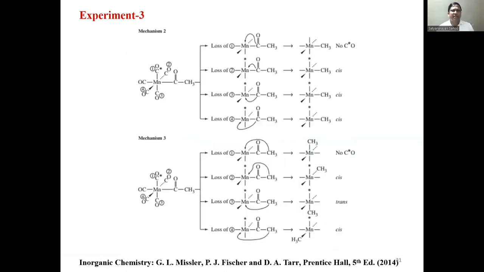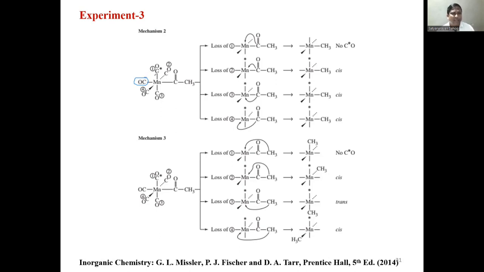What is the third experiment? If you remember, the third experiment is that the labeled CO is in carbon monoxide, not in Sl1. In the second experiment, it was in Sl1. In the third experiment, it is in any of the carbon monoxides. And obviously it has to be cis to this Sl. It cannot be trans. So we have not taken this position, because neither CO nor methyl from the Sl can migrate to the trans position.